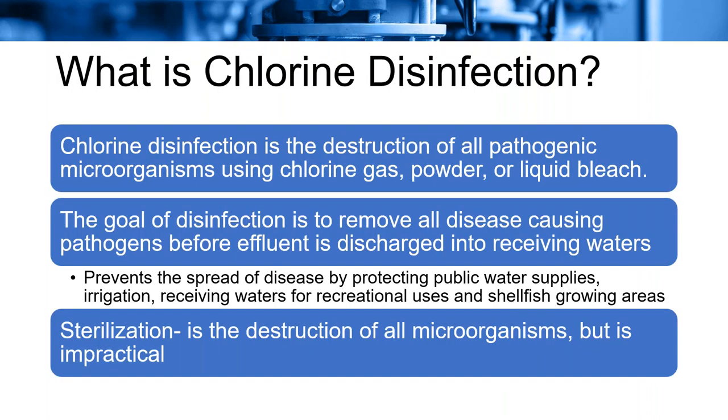So just a quick overview, we'll talk about what chlorine disinfection is. Chlorine disinfection is the destruction of all pathogenic microorganisms using chlorine gas, powder, or liquid bleach. And it's not always just powder, it can also be pellets and other solid forms of chlorine. So the goal of disinfection is to remove all disease-causing pathogens before the effluent is discharged into receiving waters. This helps prevent the spread of disease by protecting public water supplies, irrigation waters, receiving waters for recreational uses, and shellfish growing areas, basically any area that humans are going to come in contact with and spend time in.